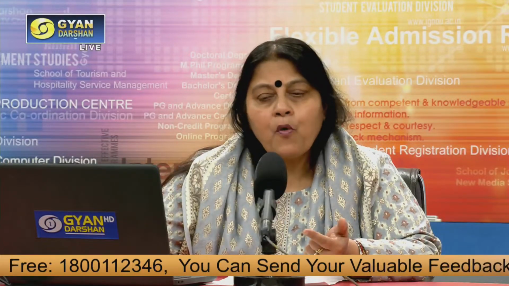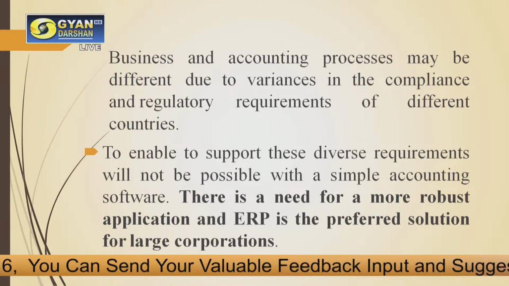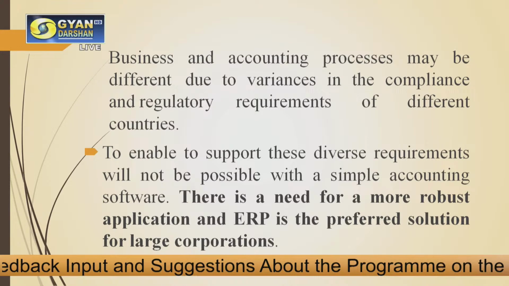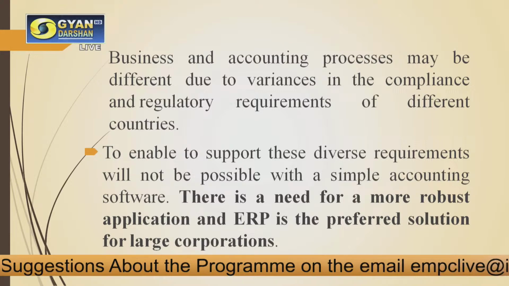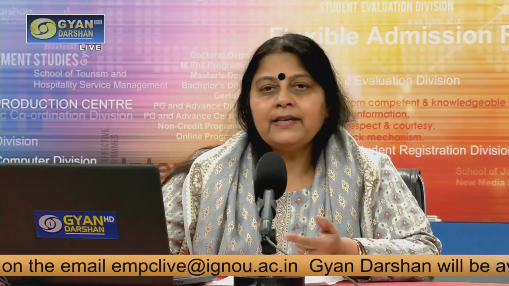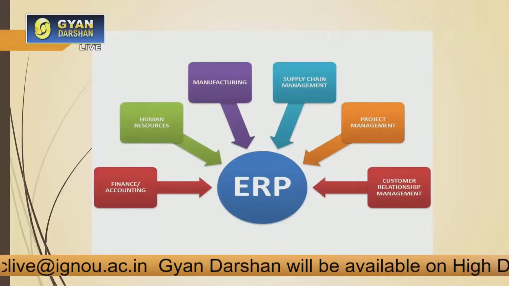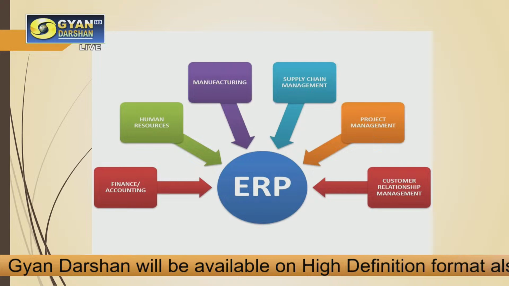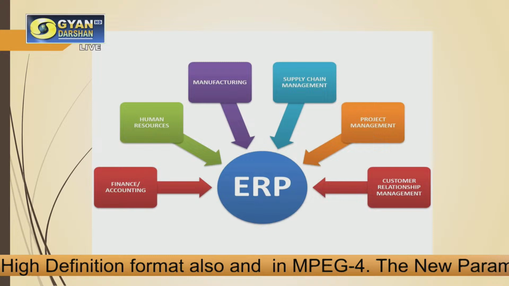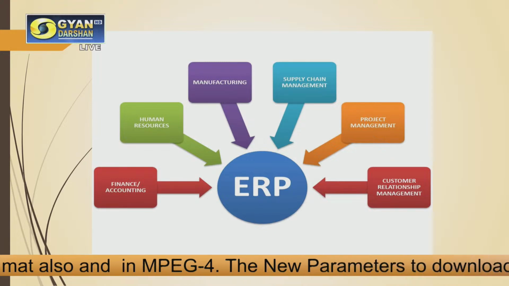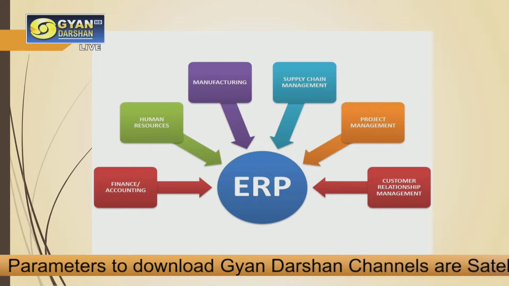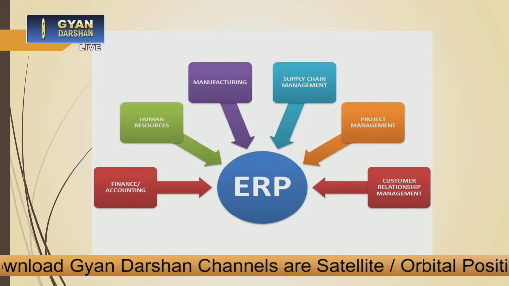Now, to support these diverse requirements, it will not be possible with a simple accounting software. So then there becomes a need for a more robust application, and ERP is the preferred solution for larger corporations. Now, when we go through this slide, we can see that ERP works in different domains. It will be very useful as far as the finance and accounting domain is concerned, whether we talk about human resource or manufacturing sector, or project management, customer relationship management. So it can cater to all such kinds of requirements, because this is a software which can handle all these kinds of domains.